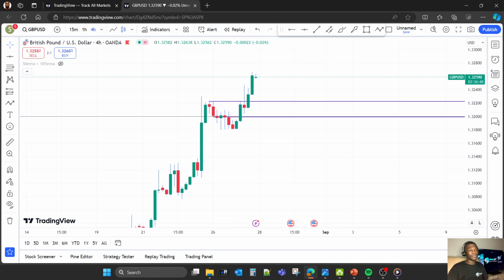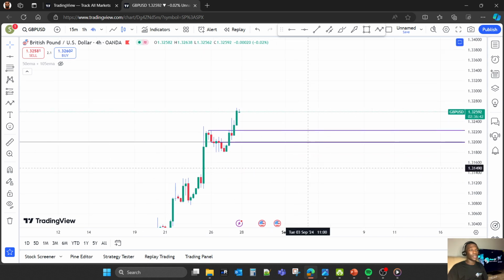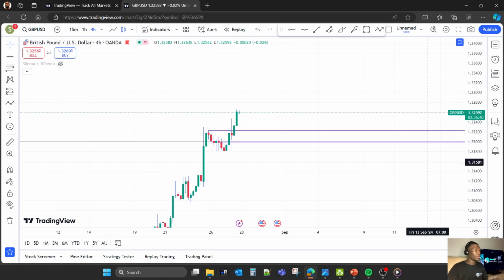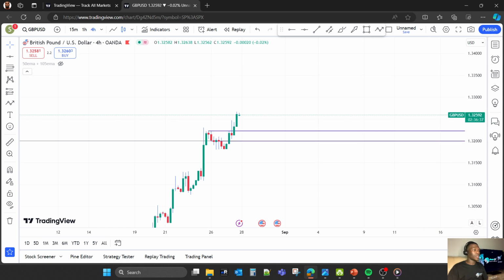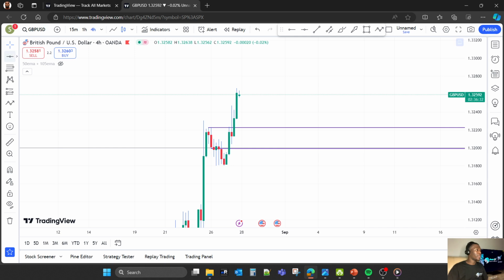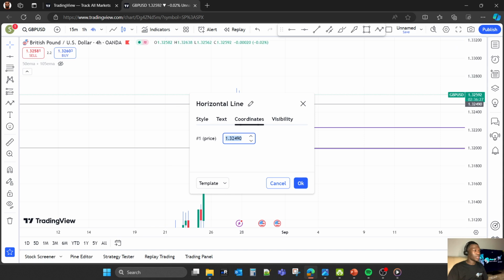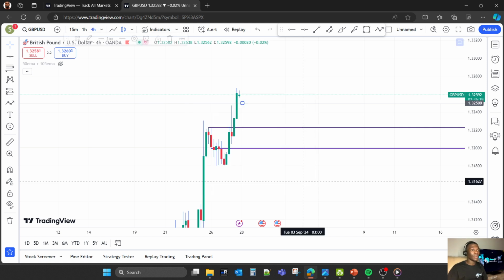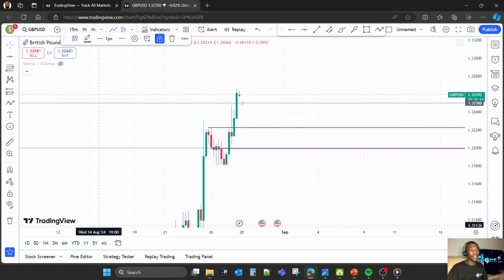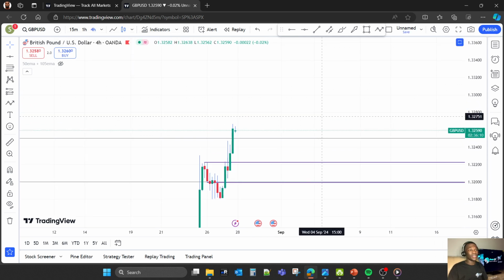So anytime after doing something like this, what I would like to do now, where is it? I deleted it. Oh my god, let me re-enter it again. 1.3250. That's my cycle level, and then I'll click okay, and then I'll lock it. So the previous one, I just deleted it by mistake. I don't know what happened.